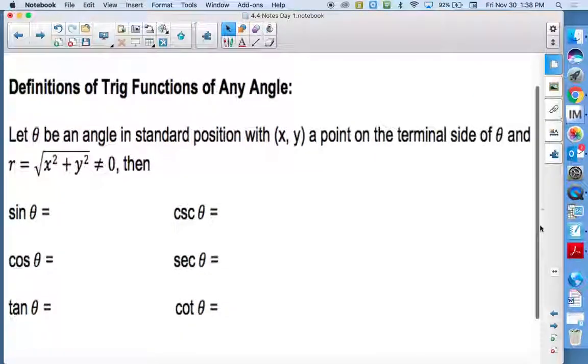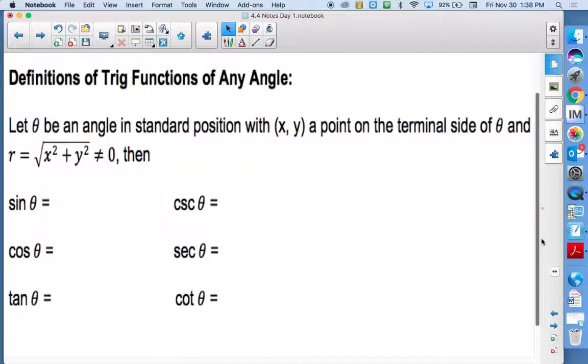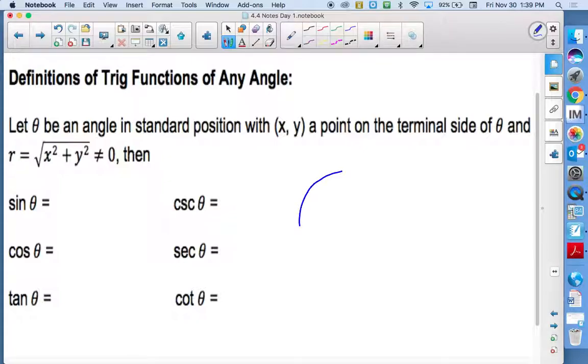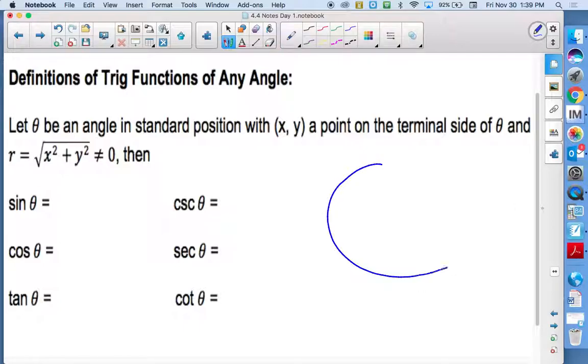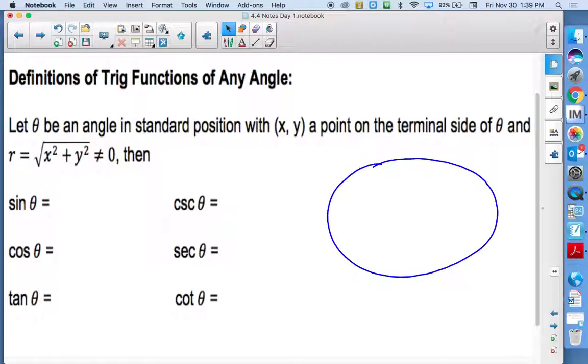So definitions of trig functions of any angle. We've defined trig functions before using the same definition. So I'm going to draw myself a lopsided circle. Too lopsided for me. A little better. So this definition is pretty much the same definition that we went over in section 4.2, similar to the last section 4.3 that we did on Monday and Tuesday, and now we're looking at it one more time. So we have an angle in standard position, meaning it's on the positive x-axis.